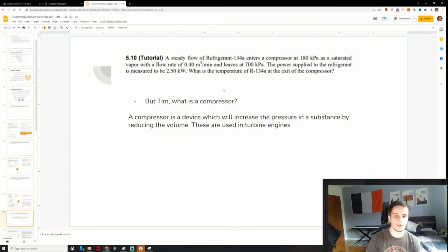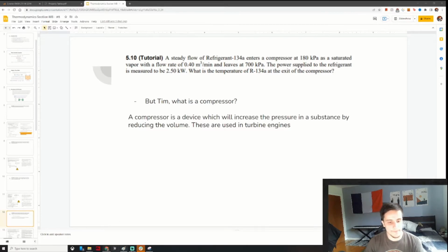So what is a compressor? Usually a compressor is just something that adds pressure or increases the pressure for a substance by reducing the volume. Actually, you should have seen that in your Rankine cycles. There's a compressor there, and they're used in your refrigerators. They're used in your turbine engines. Whenever you hear cooling or compressing gases, compressors are usually involved. Okay, so let's start with that.